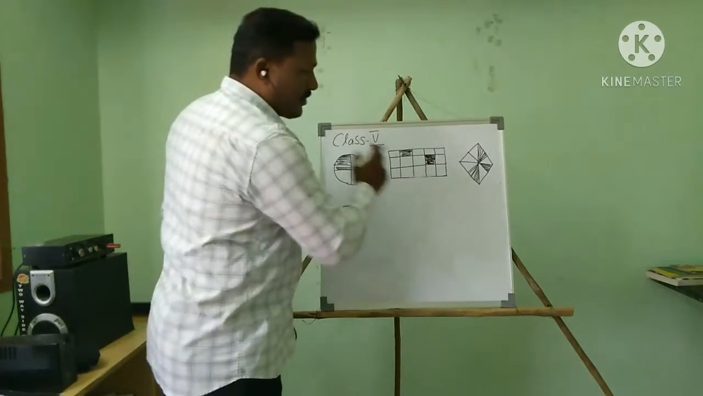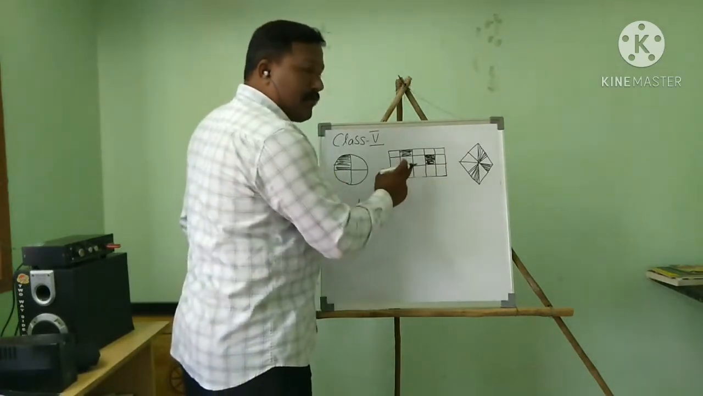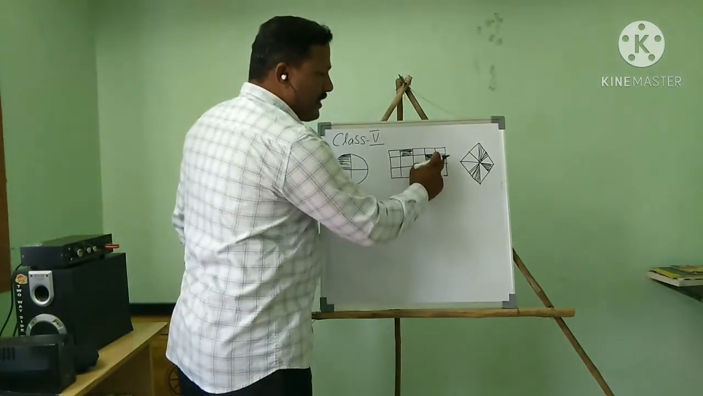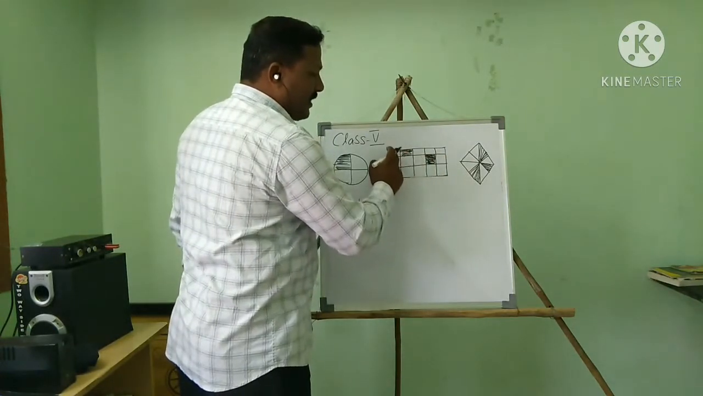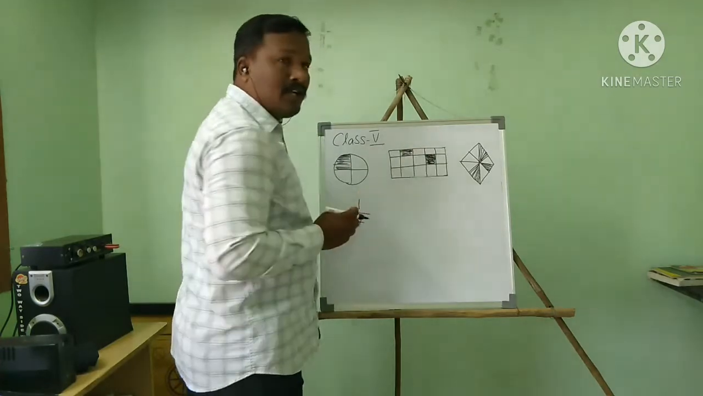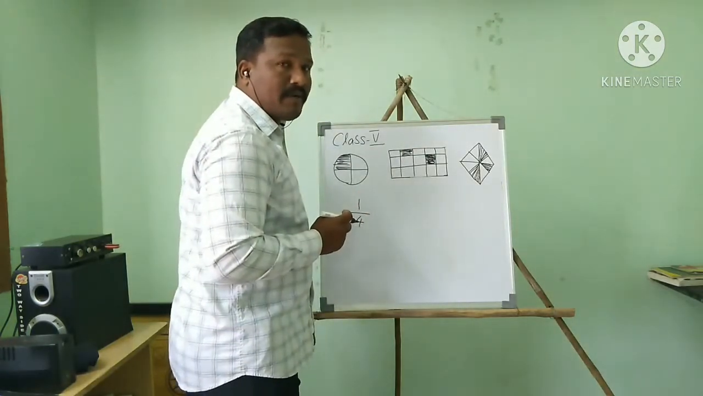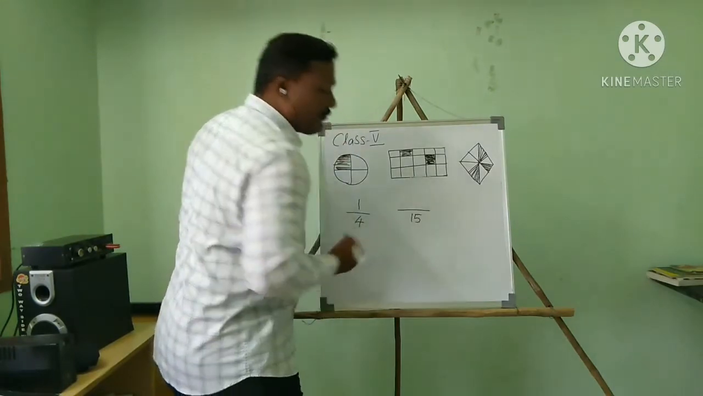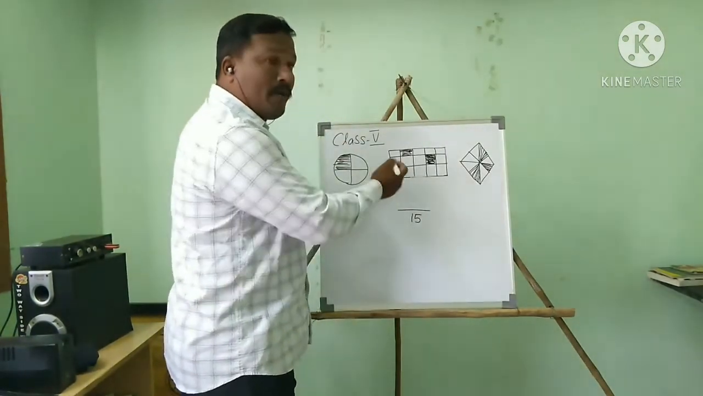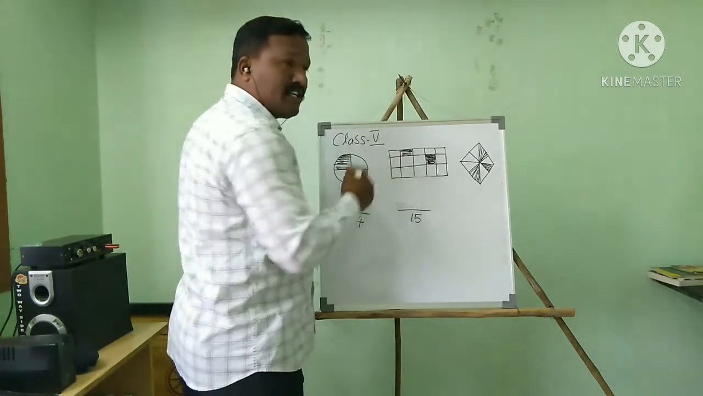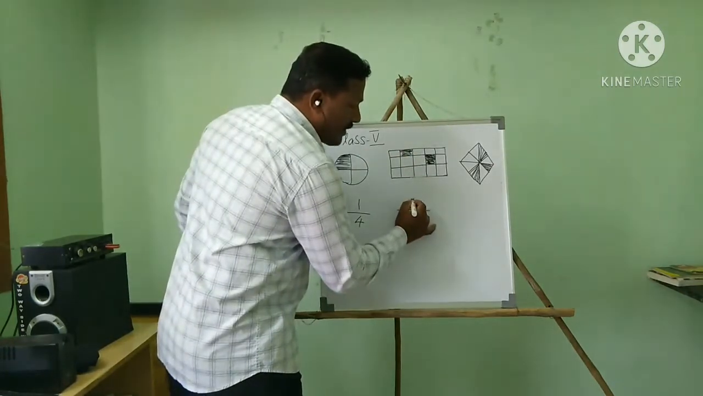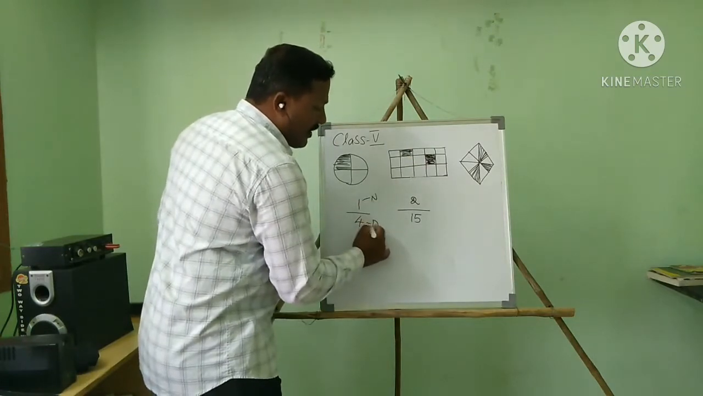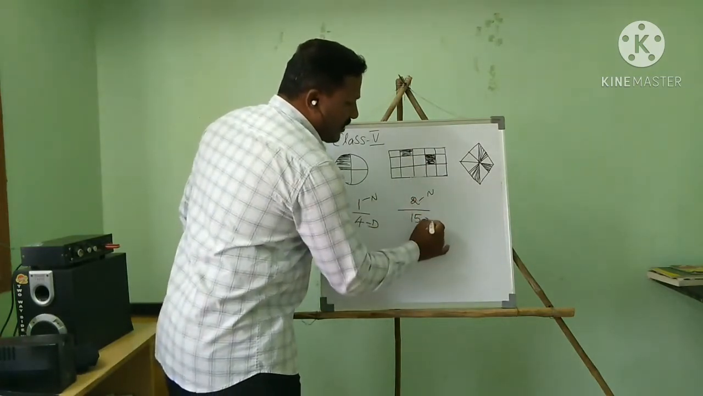Now the second one. Here, how many boxes are there? You have to count first: 1, 2, 3, 4, 5, 6, 7, 8, 9, 10, 11, 12, 13, 14, 15. The total number of boxes is 15, so we write it as the denominator. Then how many parts are shaded? 2 parts are shaded, so write it as the numerator. So this is the numerator, this is the denominator.